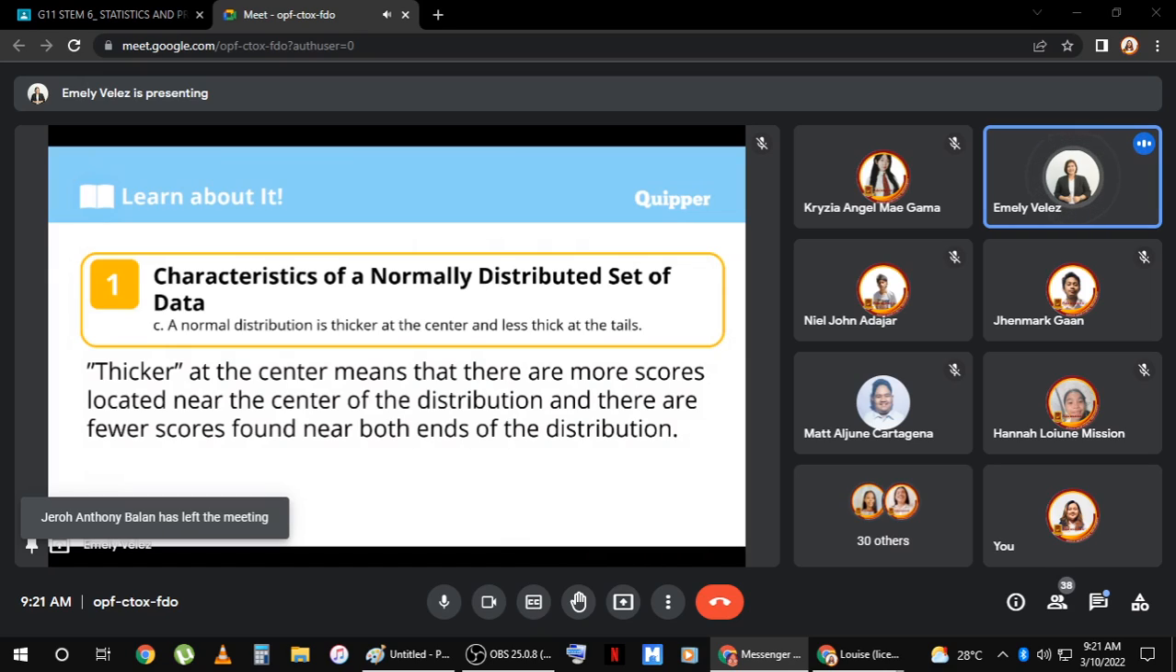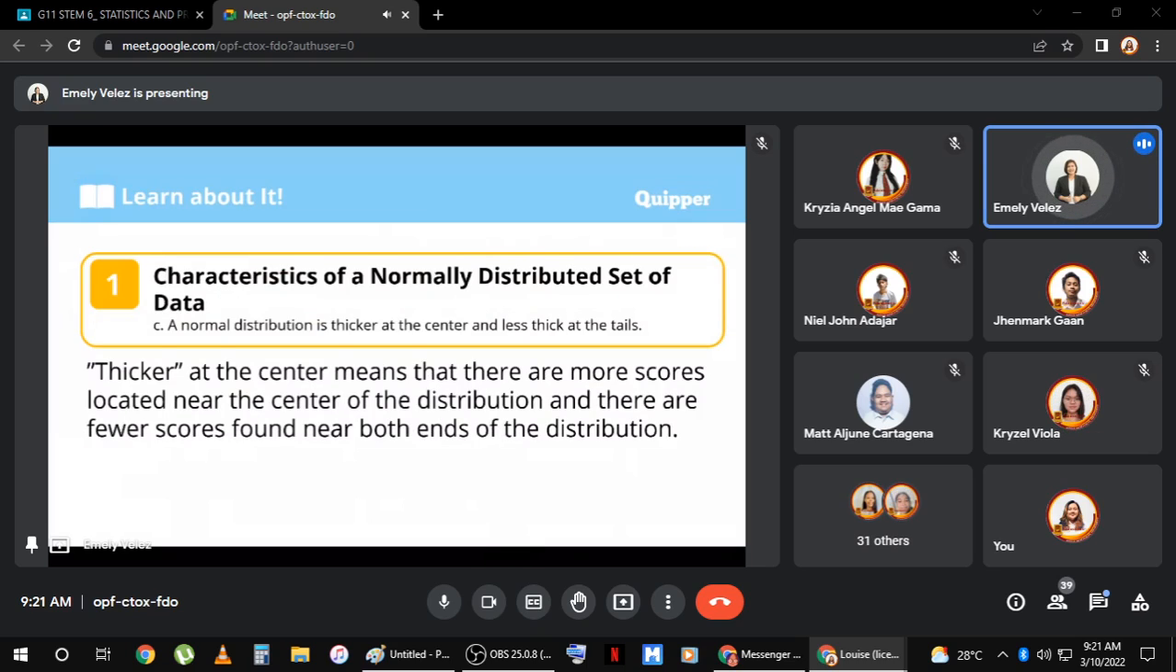Okay, the characteristics of a normal distribution: thicker at the center and less thick at the tails. I already presented that one earlier, that the area is larger at the center, those values near the mean, and smaller towards the tails, because those are just rare cases.